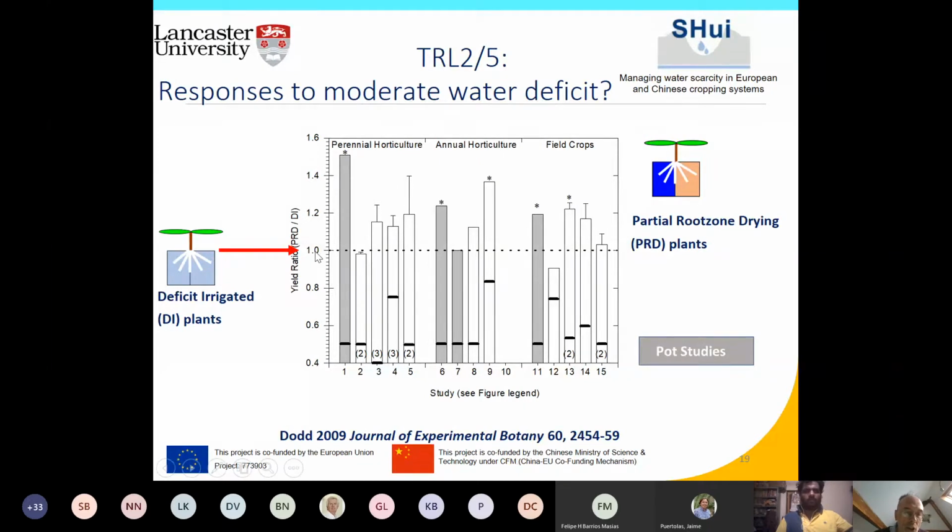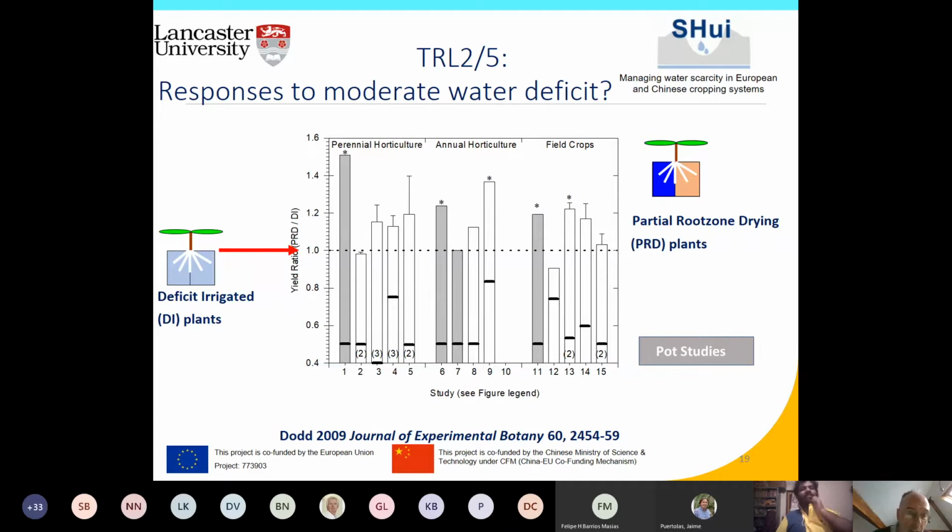So if there's no difference in crop yield between this group of plants and this group of plants, all these studies should result in bars that lie on this line here, which is 1. So a ratio of 1 indicates no yield difference between the two treatments.